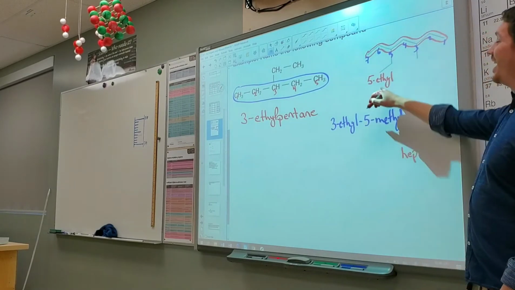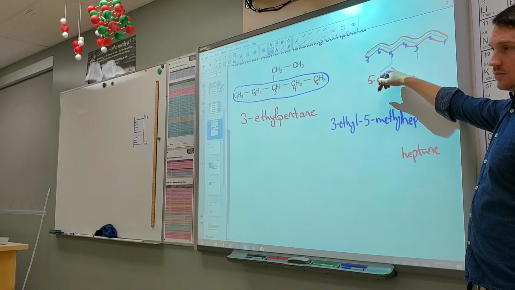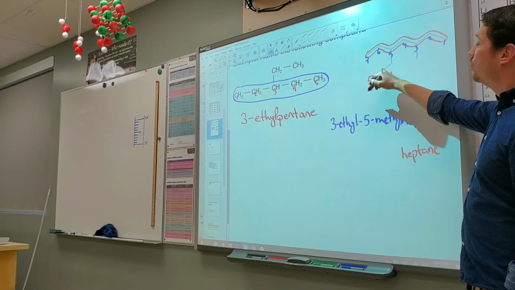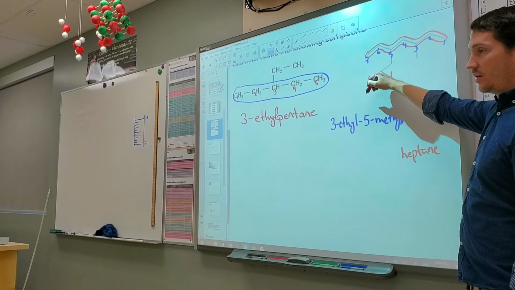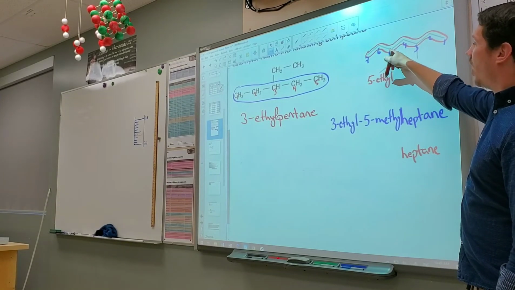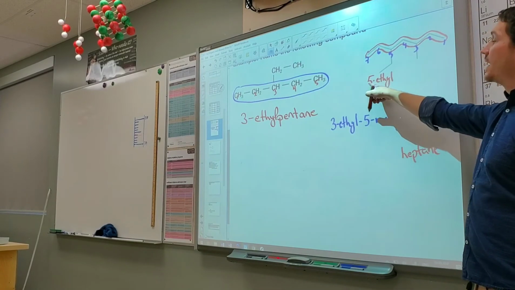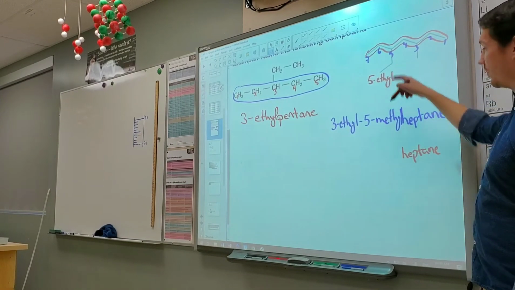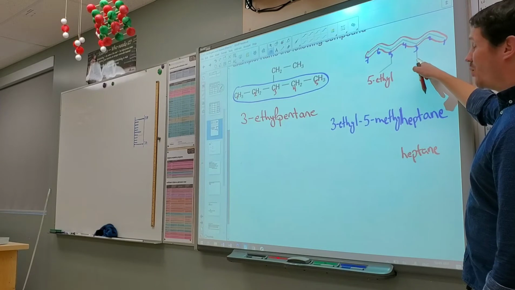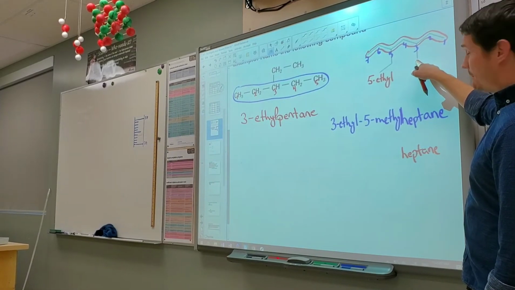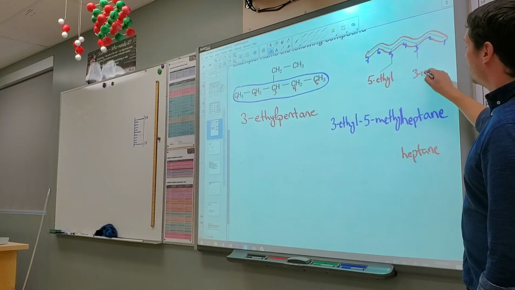Why is it an ethyl group? Because there are 2 carbons on here. Do you see that? Coming off of this carbon, there is a 2-carbon branch. We call it an ethyl group, and it's located at carbon number 5. Now this is what? A methyl. It's a 3-methyl group.